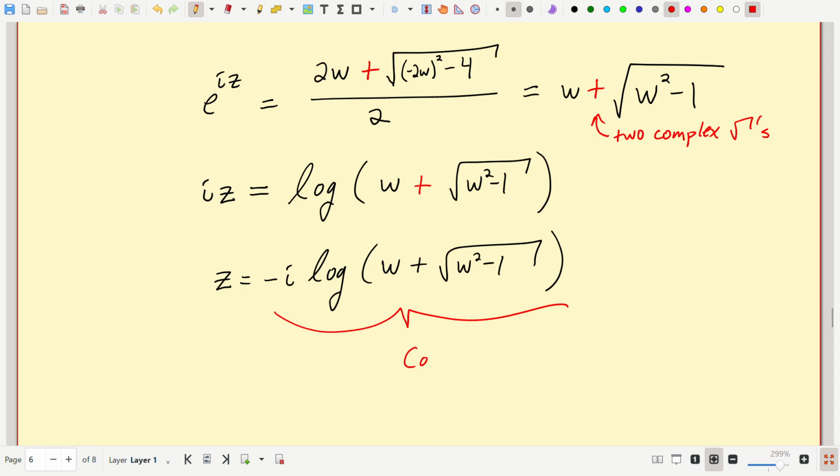This is the inverse cosine of w. And you can do that with all of those functions. The inverse hyperbolic sine, et cetera, they can all be expressed in terms of exponentials and log functions. And that observation allowed Liouville to go into the complex domain to solve that famous problem about not being able to find elementary functions to solve basic integrals.